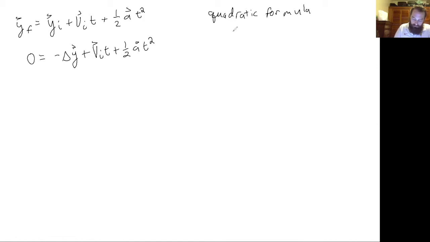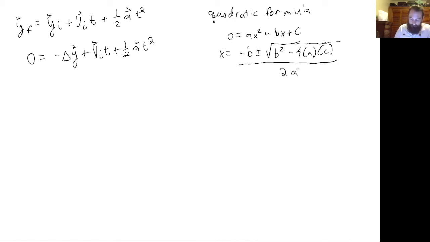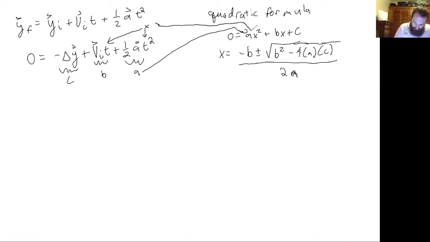If you have an equation that looks like 0 equals ax squared plus bx plus c, then the quadratic formula to solve for x would be negative b plus or minus the square root of b squared minus 4 times a times c, all over 2 times a. So we have an equation that looks like this, only in our equation, the x's are t's. This term is the a term in the quadratic formula. This is the b term, and this is the c term. And like I said, the t's are the x's in the quadratic formula.